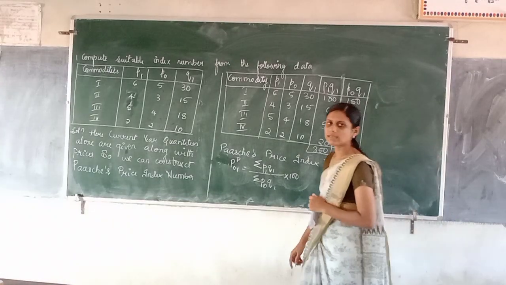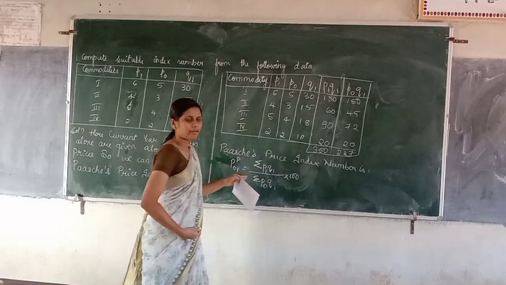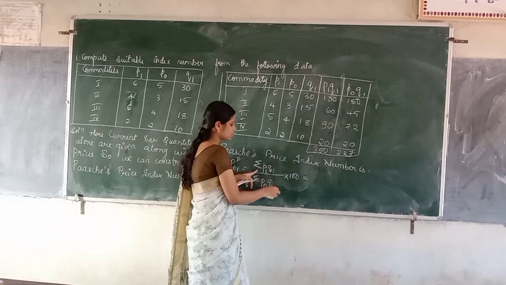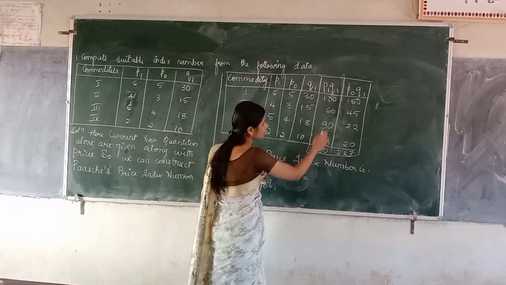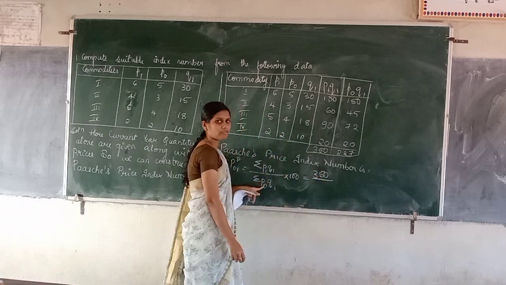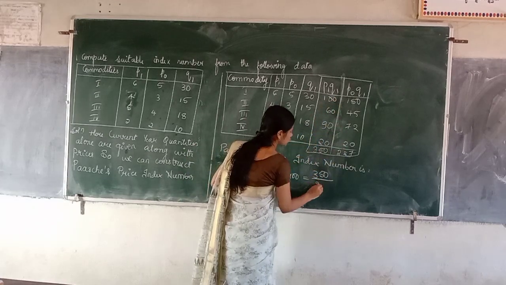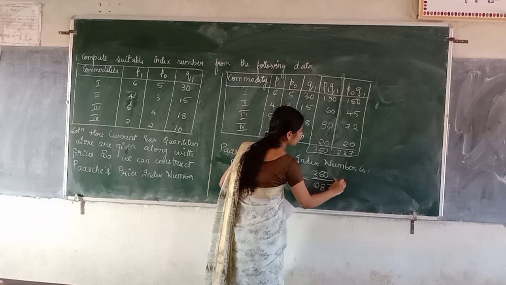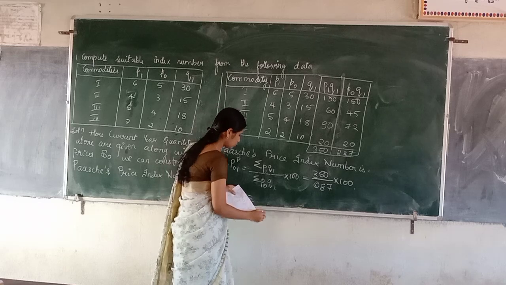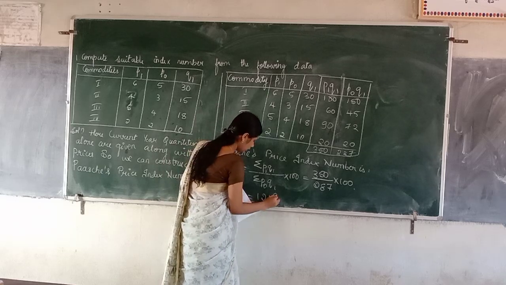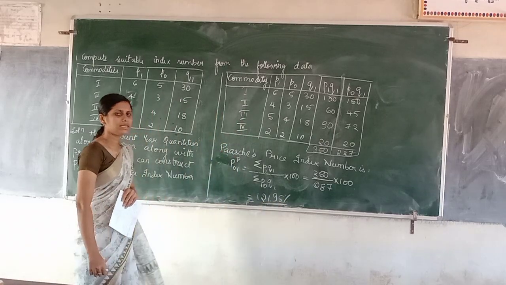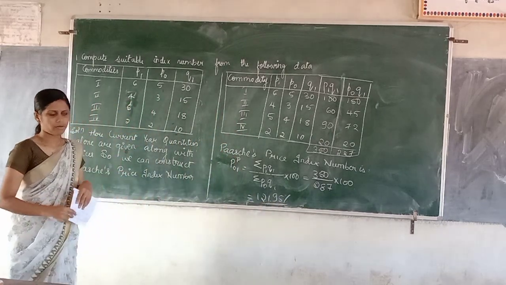Now you can easily substitute this value in the formula. So the formula is summation of P1 Q1, P1 Q1 total 350, divided by summation of P0 Q1, P0 Q1 total 287, into 100. So when you divide it and multiply it with 100, the answer comes to 121.95%. So this is Paasche's price index number for the given information, that is 121.95.